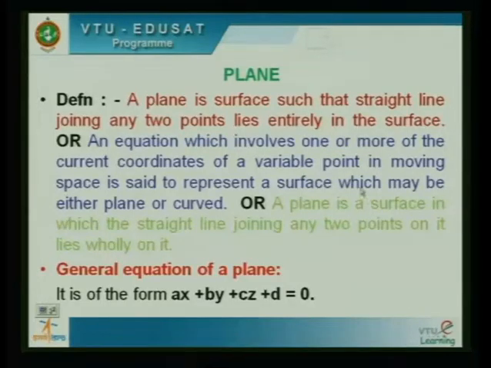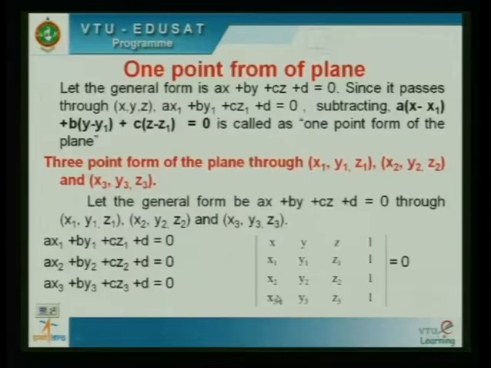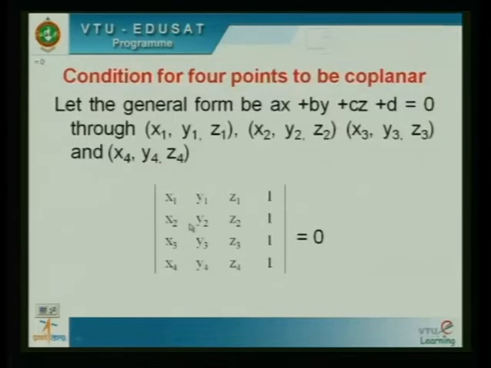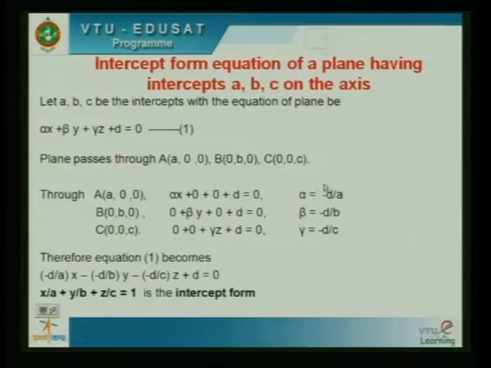Then the general form of the equation of the plane is Ax plus By plus Cz plus D equal to 0. Then the one-point form we discussed, then the three-point form, the condition for 4 points to be coplanar, and next is the intercept form of the plane having intercepts a, b, c. Intercepts a, b, c are nothing but the distance on the x axis as a units, on the y axis as b units, and on the z axis as c units.